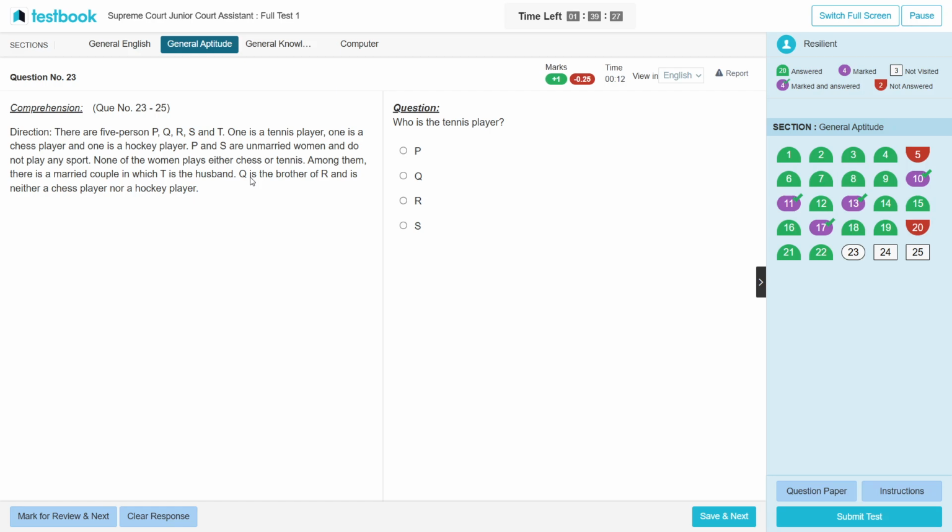There are five persons, P, Q, R, S, T. One is a tennis player, one is a chess player, one is a hockey player. P and S are unmarried women and do not play any sport. None of the women play either chess or tennis. Among them, there is a married couple in which T is the husband. P or S unmarried, no sport.